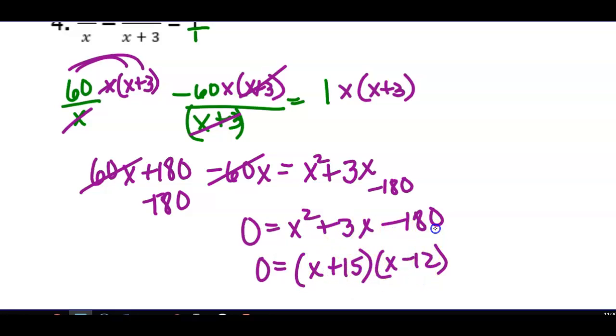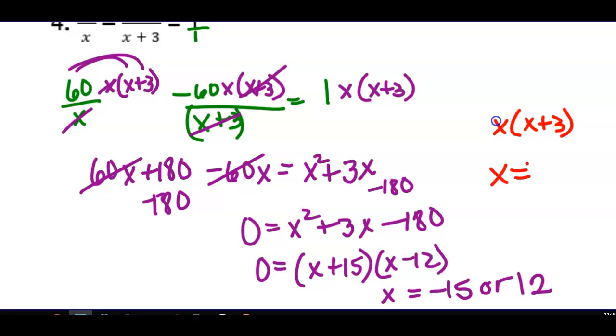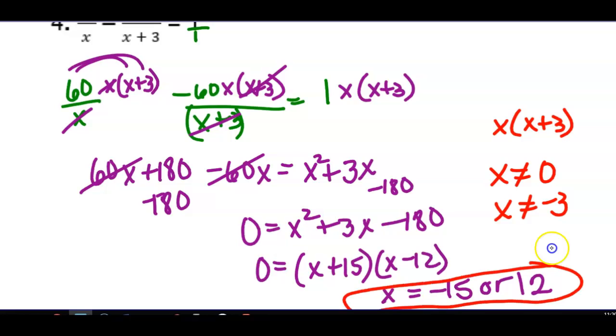Positive 3x, yeah, that works. So we get x equals negative 15 or positive 12. And back at the beginning, we had an x and an x plus 3 in our denominator. So x can't be 0 or negative 3. We are golden. These should both work.